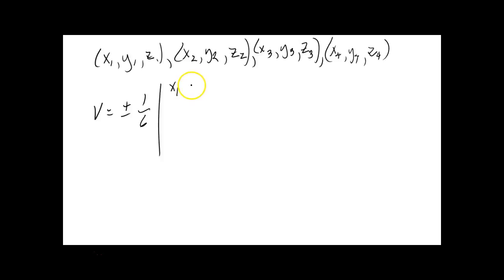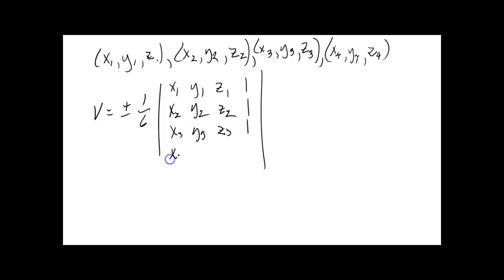X1, Y1, Z1, 1. X2, Y2, Z2, 1. X3, Y3, Z3, 1. X4, Y4, Z4, 1. Sure enough, that's going to be your volume of your tetrahedron. Okay? And you choose which sign you want to give you a positive volume. So let's do example 6. Okay?